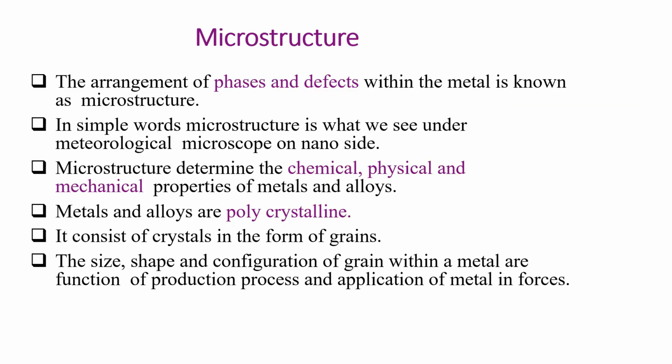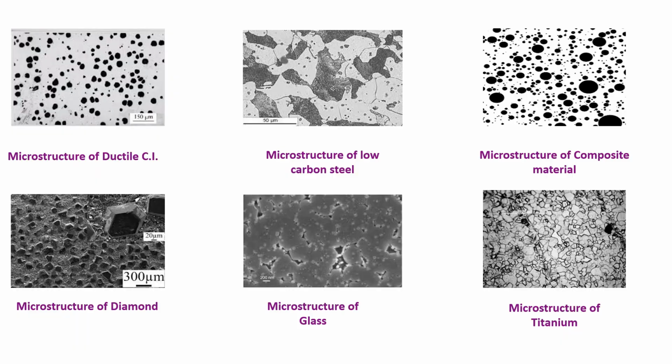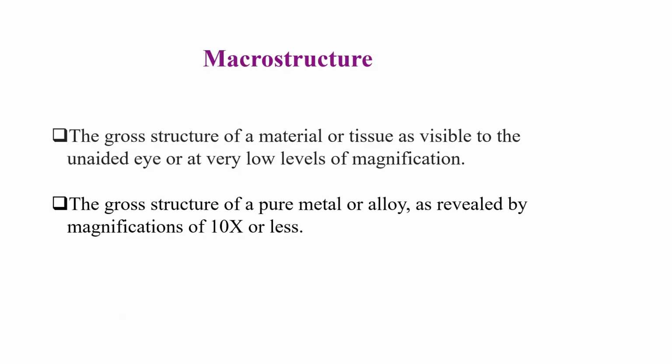Now what is microstructure? Microstructure means nothing but the arrangement of phases and defects within the metal. Or in simple words, microstructure is what we see under the metallurgical microscope. These are some magnified images of microstructure of some different common materials that we have seen. Then macrostructure. So macrostructure means what?